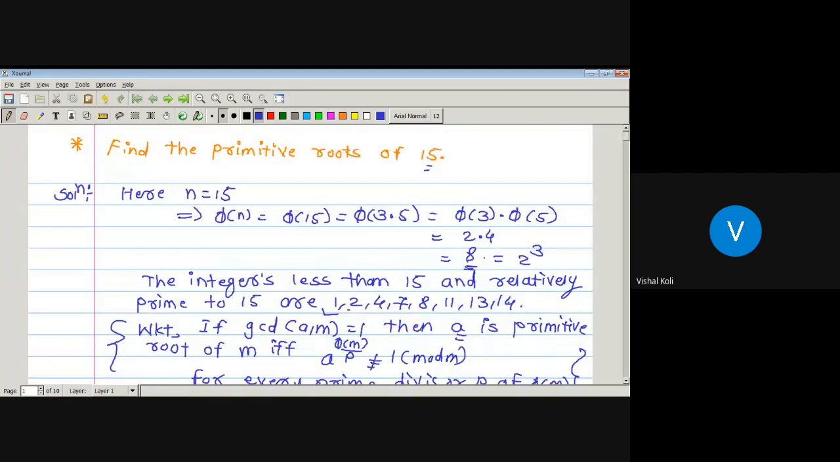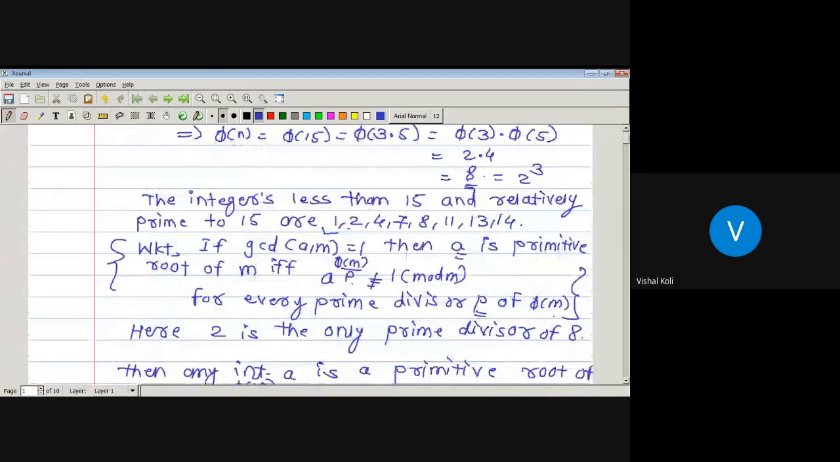Then these are the only integers, that is 1, 2, 4, 7, 8, 11, 13 and 14, which are the integers which are relatively prime to 15 and they are less than 15. But none among these 8 integers is a primitive root of 15. Therefore, from this we conclude that there is no primitive root for the integer 15.